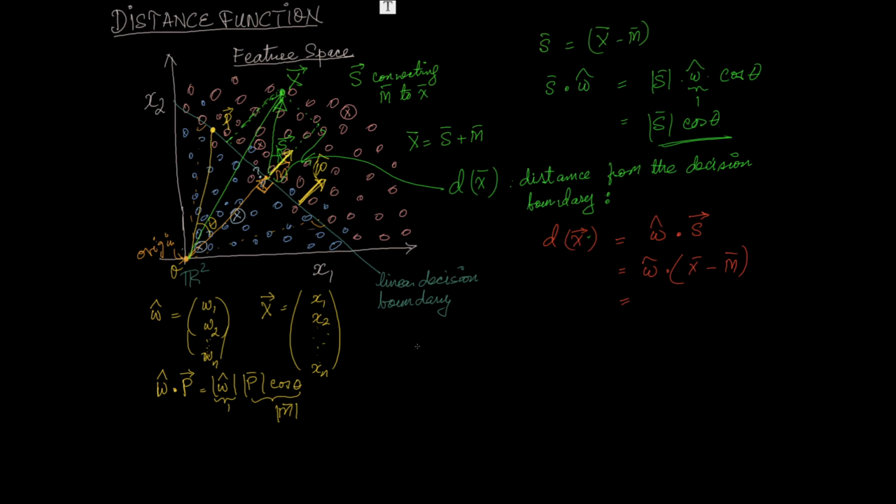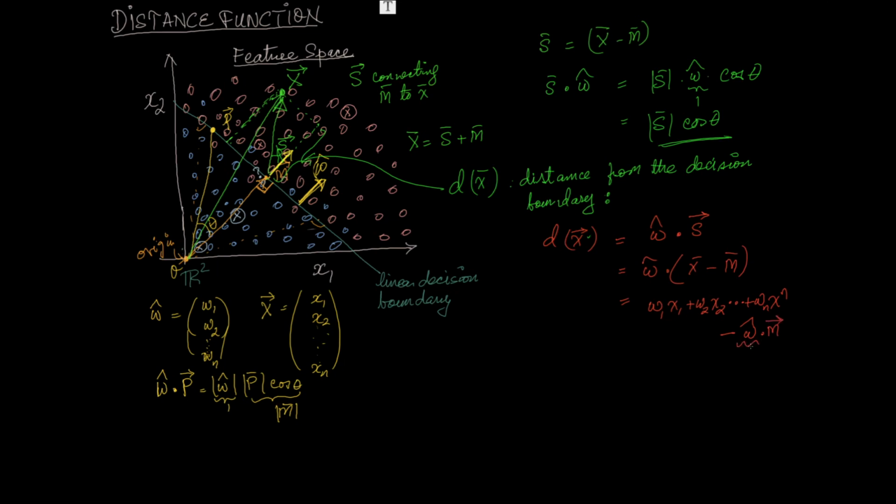If you take two vectors and you take a dot product, you can do it component-wise. What it means is we are dotting the vector W hat, the unit vector, which has these components W1, W2, Wn, with the vector X, which is X1, X2, all the way to Xn. And so this will become W1 X1 plus W2 X2, generalizing it forward, to plus Wn Xn, minus, well, W hat dot M.